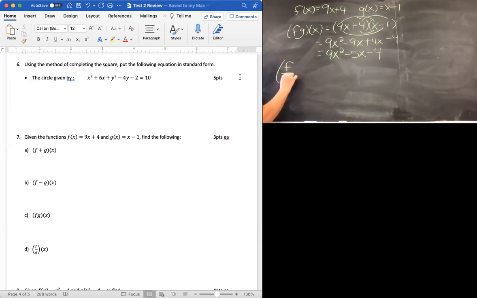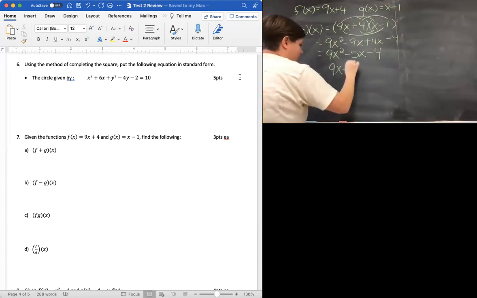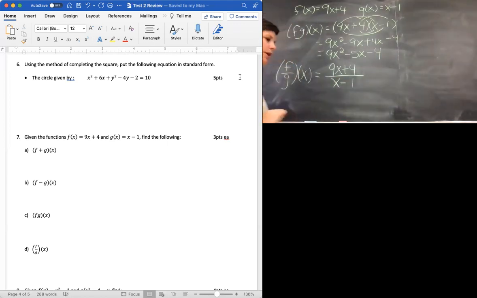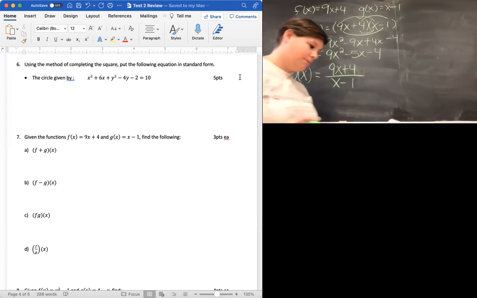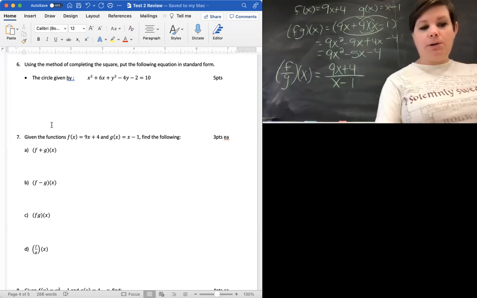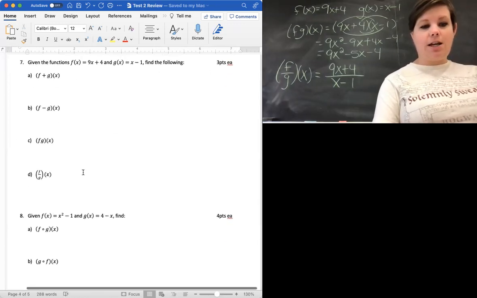f divided by g of x, you take the function 9x plus 4 and divide that by x minus 1. They don't have any factors in common that we can eliminate, so that's literally all you have to do. You don't have to worry about eliminating anything else. So we added, subtracted, multiplied, and divided those two functions together.